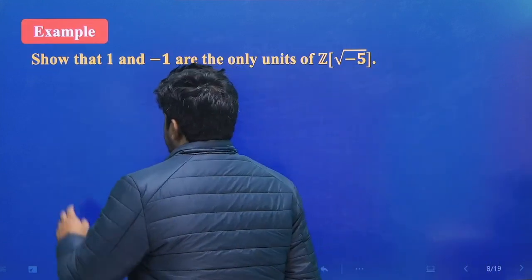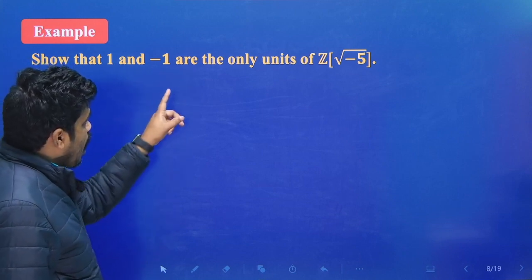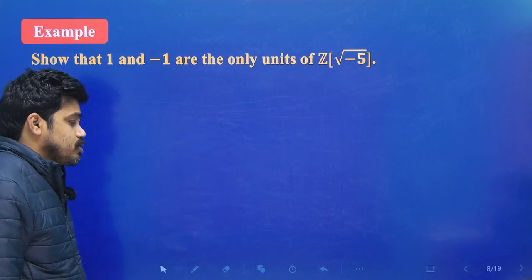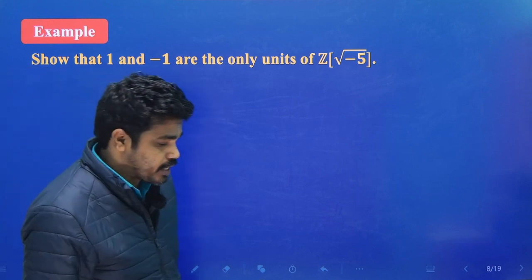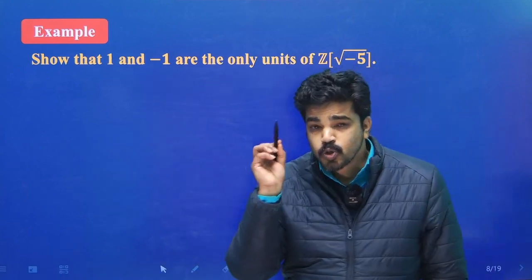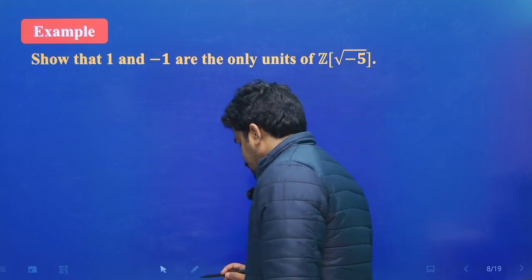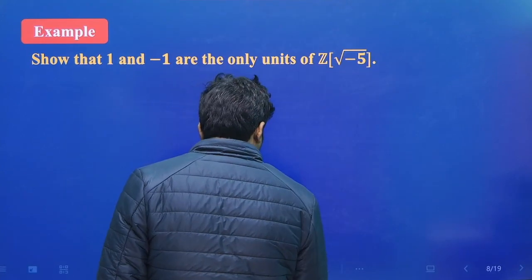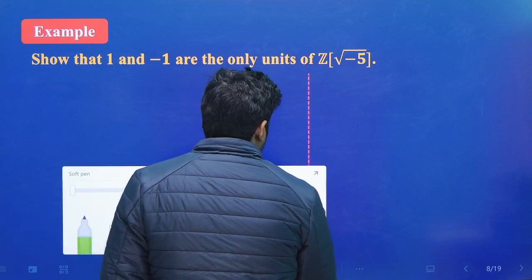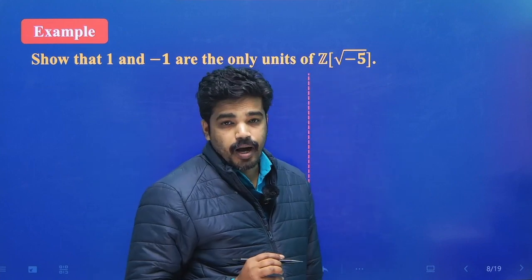So next example, so note this question. Show that 1 and minus 1 are the only units of Z root over minus 5. So it is also a very, very important example. The units of Z root over minus 5 are 1 and minus 1. Just see. So note this question first: that 1 and minus 1 are the only units of Z root over minus 5.